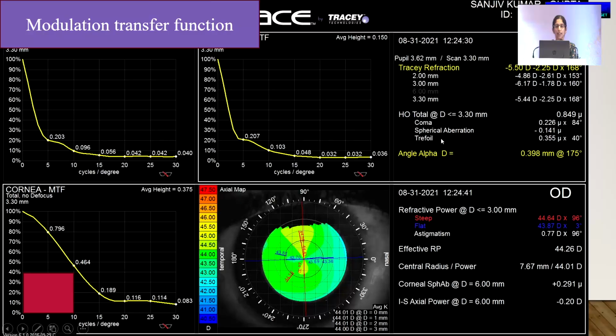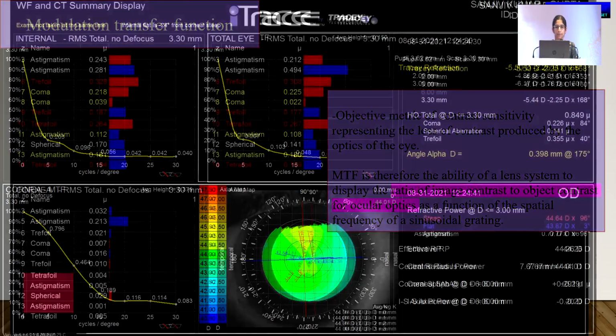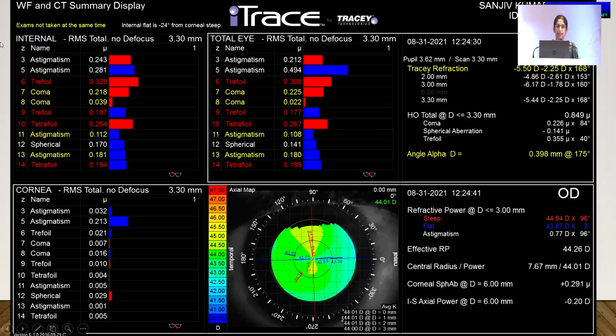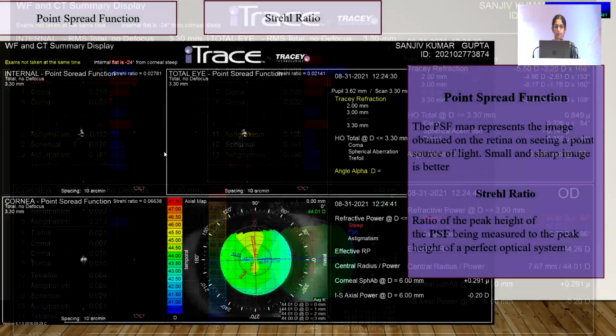And the same is seen as a decrease in contrast sensitivity. So the iTrace is dissociating the corneal contrast sensitivity from the lenticular contrast sensitivity or the internal aberrations. So the MTF because of the lens has decreased. And the same is depicted by the internal higher order aberrations. The corneal aberrations are very low, and because of the cataract, the internal aberrations have increased, which is contributing to the total eye quality of vision.